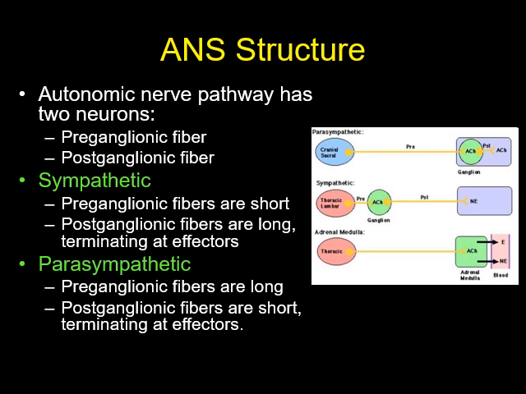In the sympathetic nervous system, the preganglionic fibers are short. They synapse onto the cell body of the postganglionic neuron in that sympathetic chain ganglia, which lies right to the side of the spinal cord. By contrast, the postganglionic fibers are long, terminating on the effector muscles or glands. In the parasympathetic branch, the preganglionic fibers are long, traveling to the postganglionic neurons that sit either near or on the effectors.